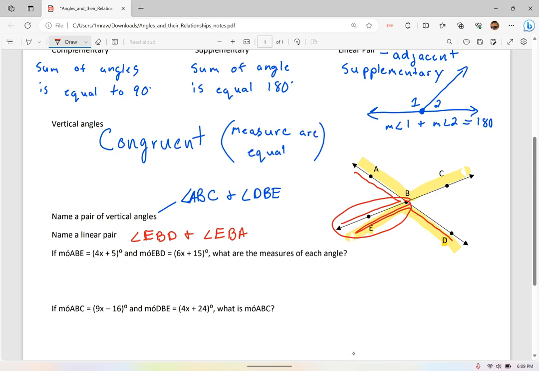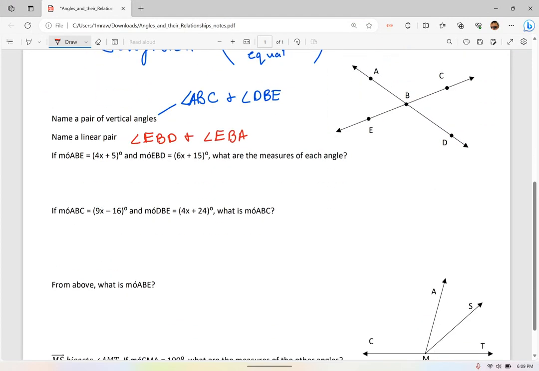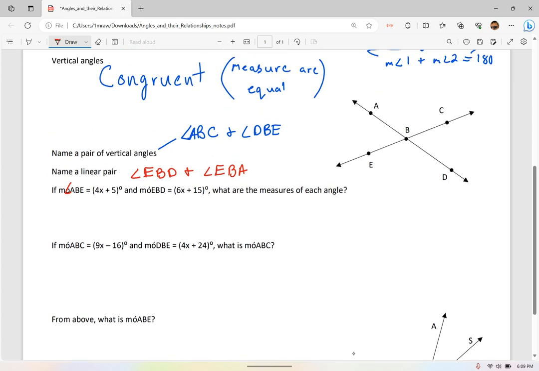I'm going to erase this for now, and then we can come back to it. It says here, if the measure of angle ABE, that's talking about this angle right here, is 4x plus 5, and the measure of angle EBD, which is this one right here, is 6x plus 15. What are the measures of each angle?